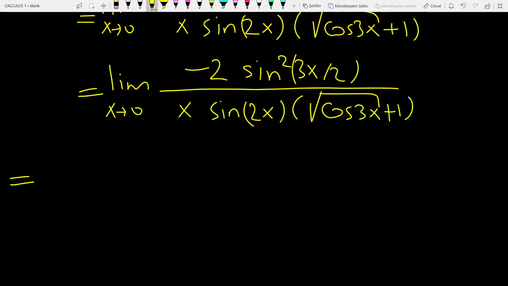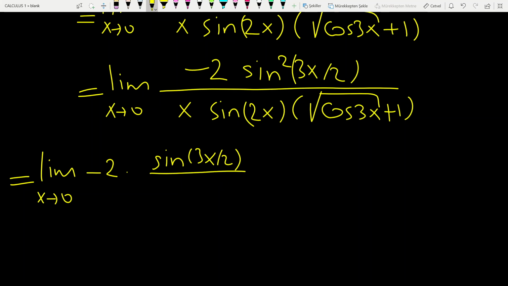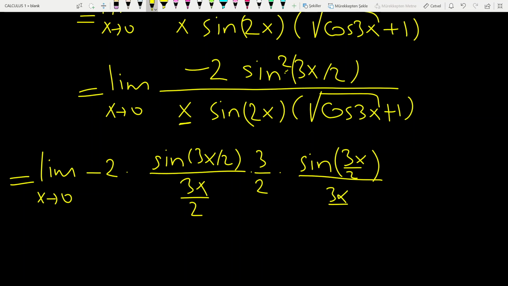So the rest is, the solution is not short. X tends to 0. So instead of, I can write minus 2 here. Okay. So we may have sine 3x over 2 divided by 3x over 2. We have x here, so I multiply denominator by 3 over 2. This is why I have to multiply this expression by 3 over 2 times sine, again 3x over 2, since we have square here, divided by 3x over 2. So I multiply this expression by 3 over 2 times, I know we have an x there.